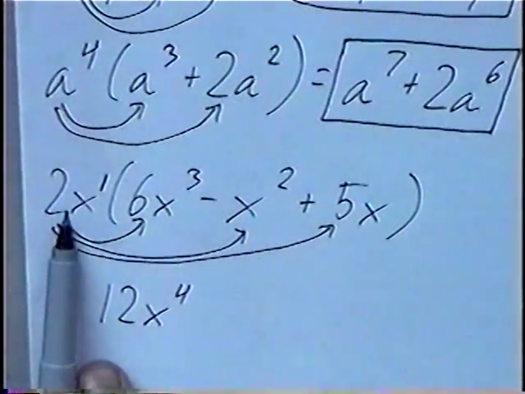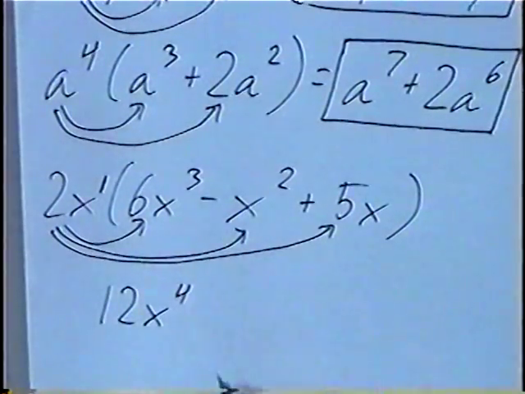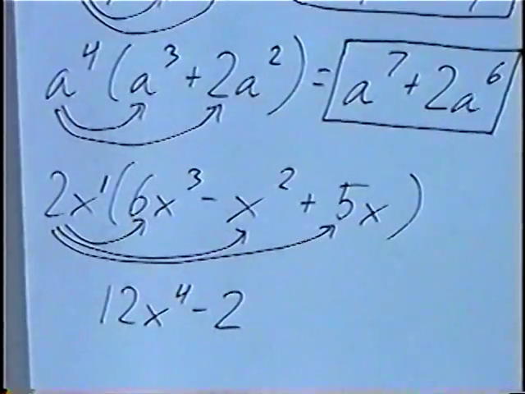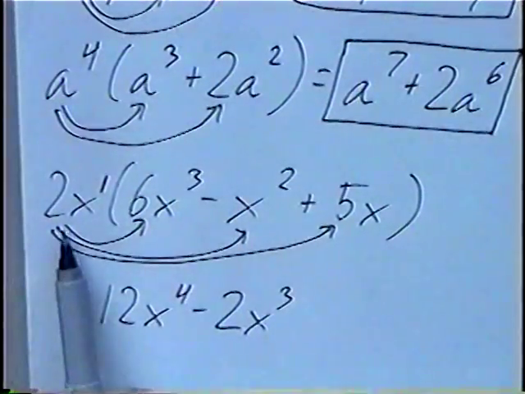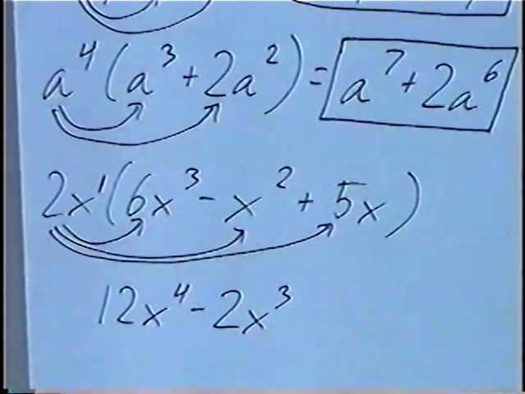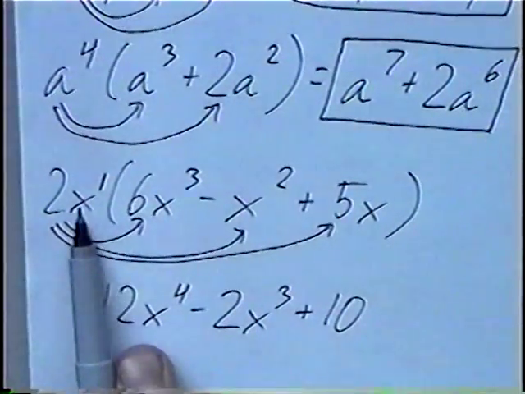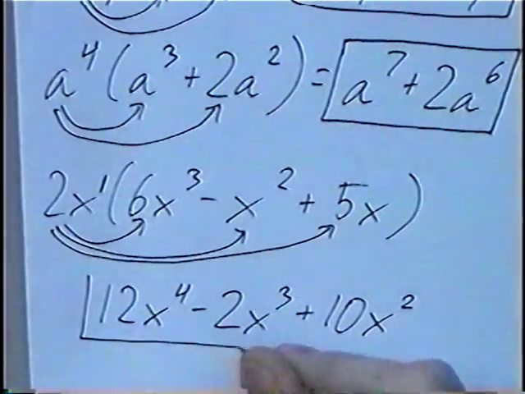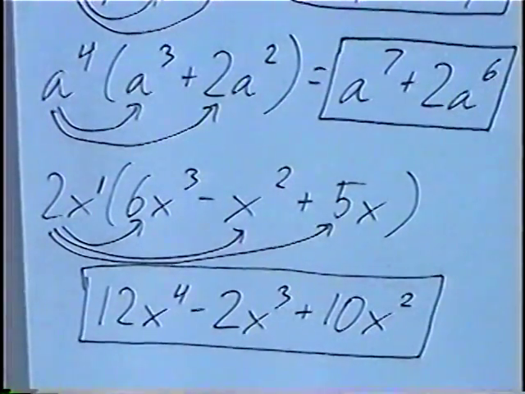The second term, 2x times a negative x squared. 2 times a negative would be negative 2. And x times x squared, adding the exponents, will be x cubed. And last term, 2x times a positive 5x. 2 times 5 would be 10. And x times x would be x squared. So our final answer, 12x to the fourth power minus 2x to the third power plus 10x squared.